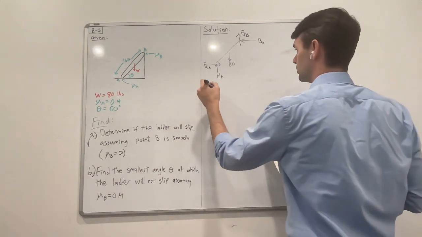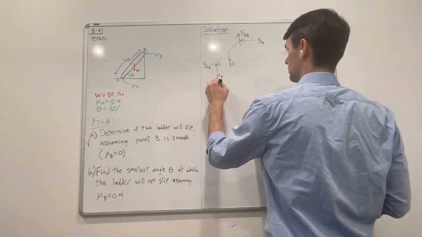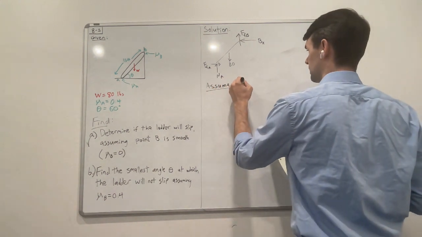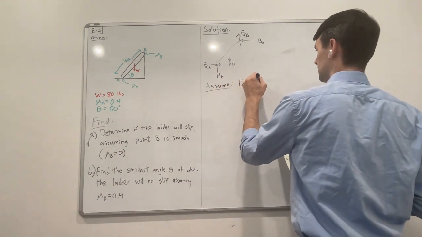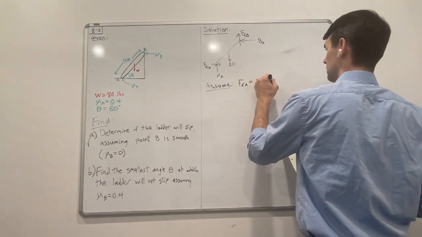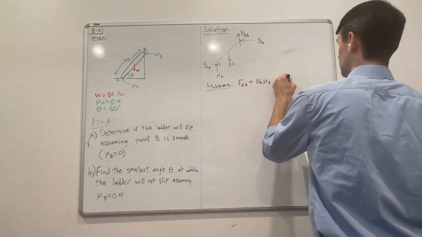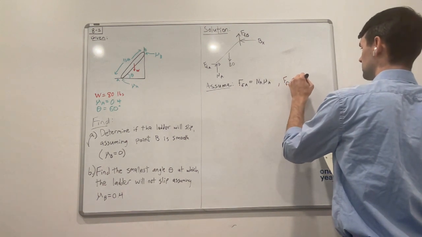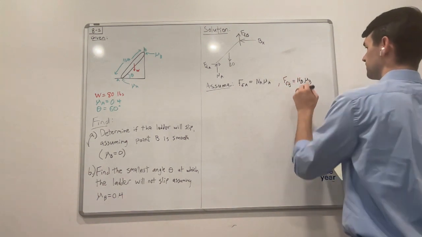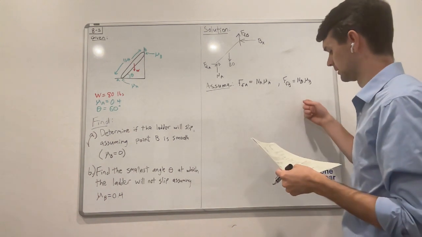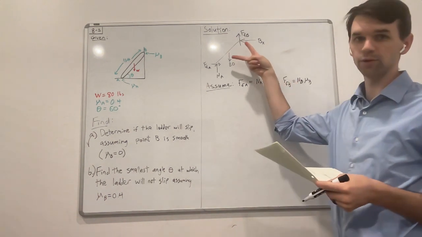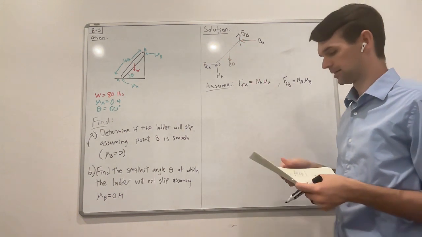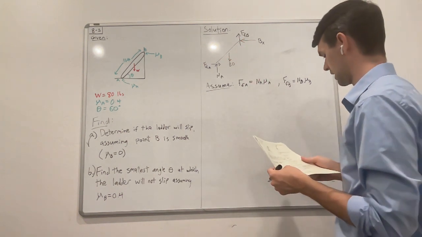So we are going to assume that friction force A equals NA mu sub A, and friction force B equals NB mu sub B. So that's the assumption. It has to be slipping at both points or slipping at no points, right? It's not going to just slip at one. So let's take a look at this.